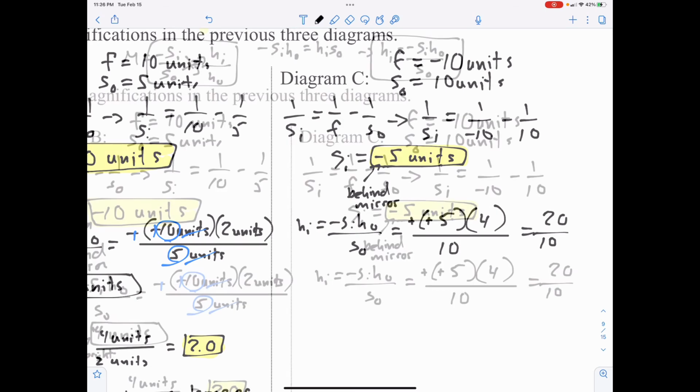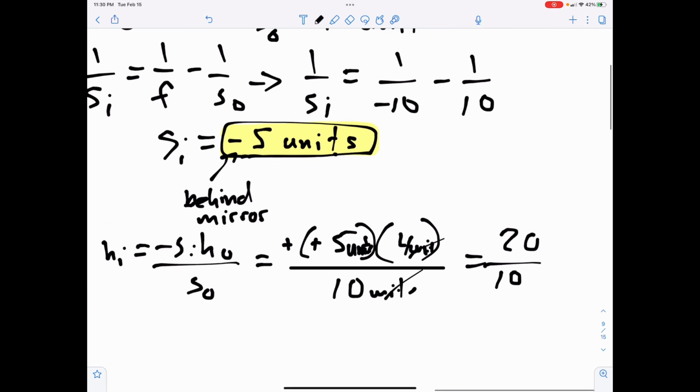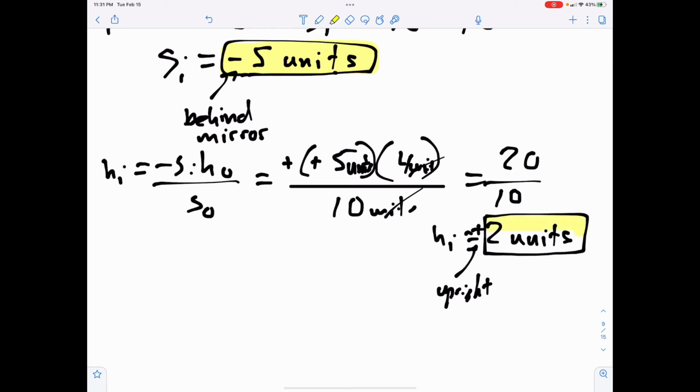So you can see this is 5 units, and that's 4 units divided by 10 units, right? That's going to be essentially 20 divided by 10, or the image height is going to be 2 units high. Okay, now it's positive 2 units, which means it's going to be upright. It's going to be a positive 2 units for the image height.